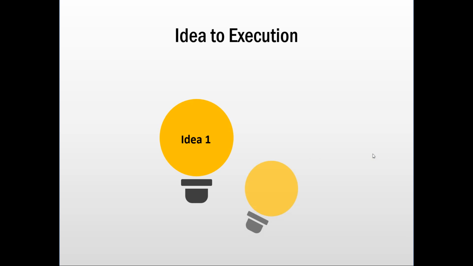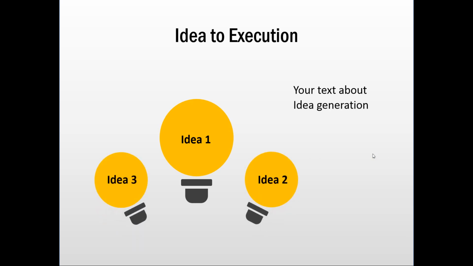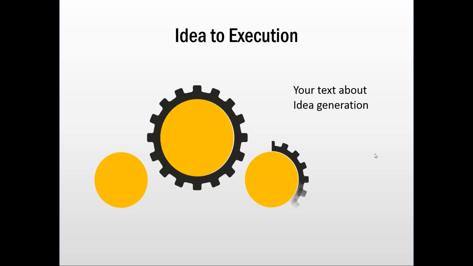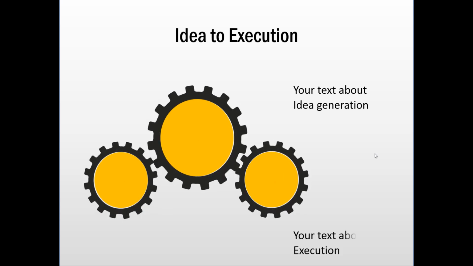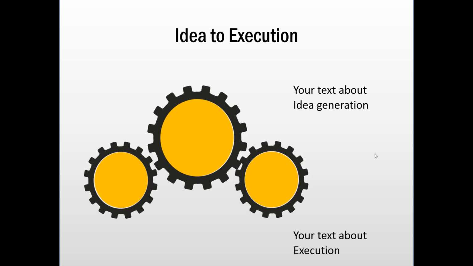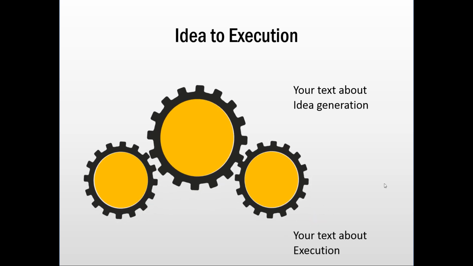This one talks about idea to execution. On one click, we have idea one. The next click, the next idea, and the next click, the next idea. Here, we talk about idea generation. And on the next click, you can see that we add the relevant graphics to communicate the idea of execution. And here you can write your text about execution.